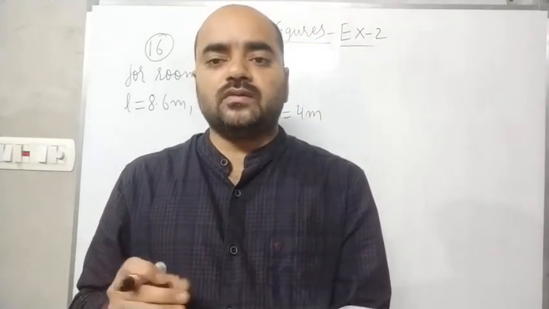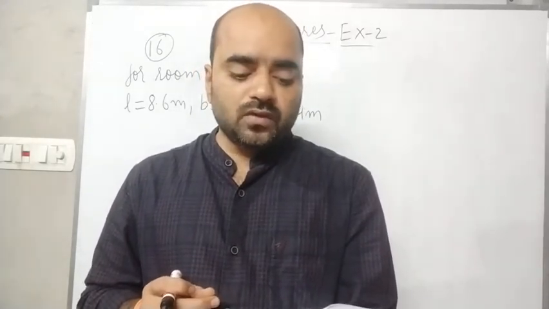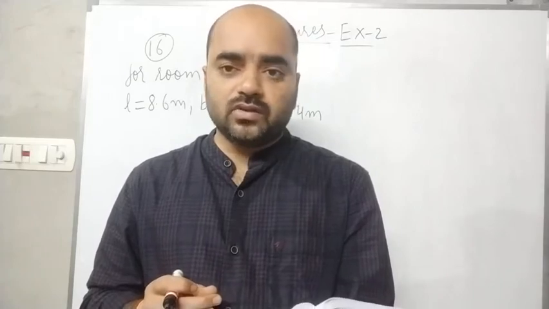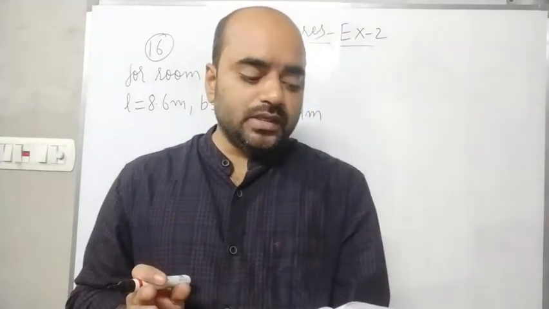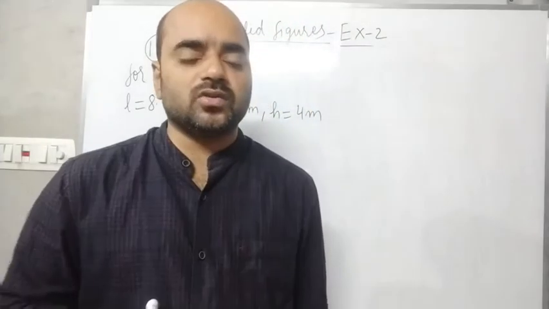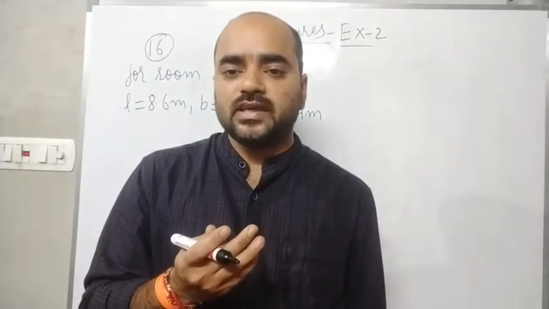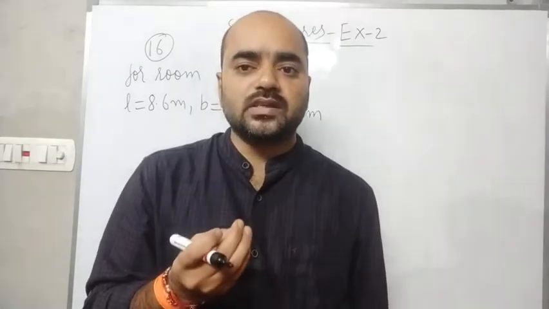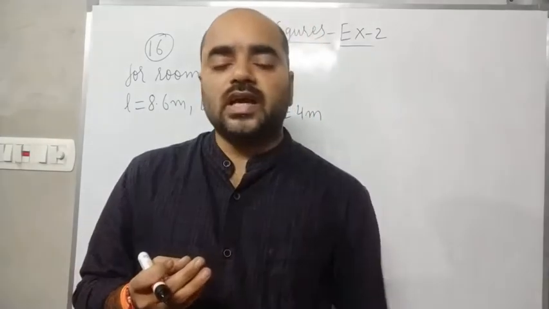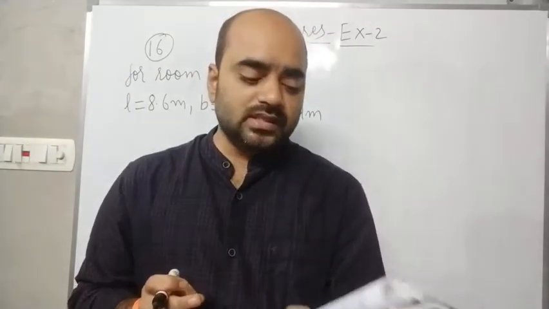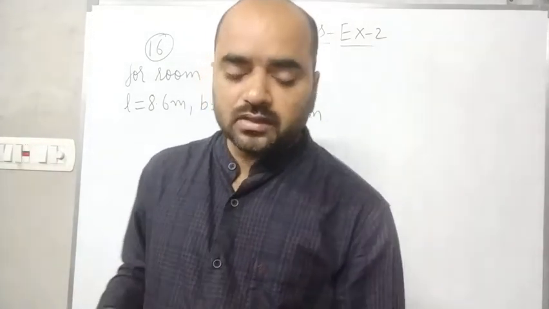Windows are in the shape of squares, so L equal to B, we can take as x. 4 windows are there. The cost of painting the 4 walls is rupees 4480, and the rate is given at rupees 40 per meter square. Rate means for 1 meter square, painting is rupees 40. So we have to find the size of the windows.